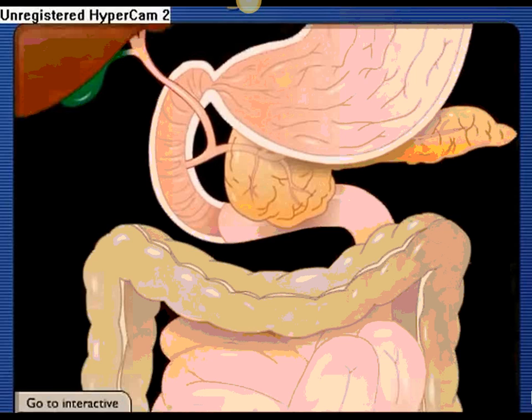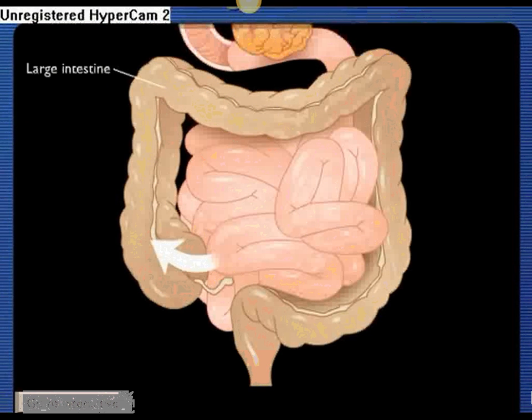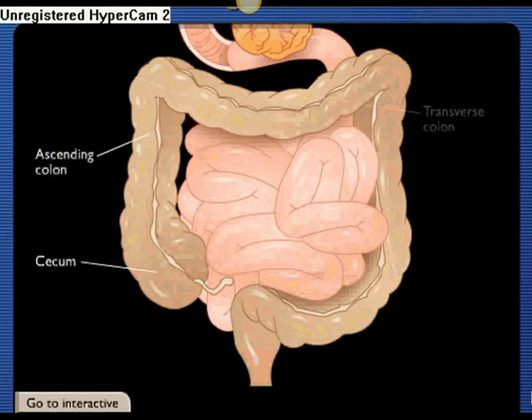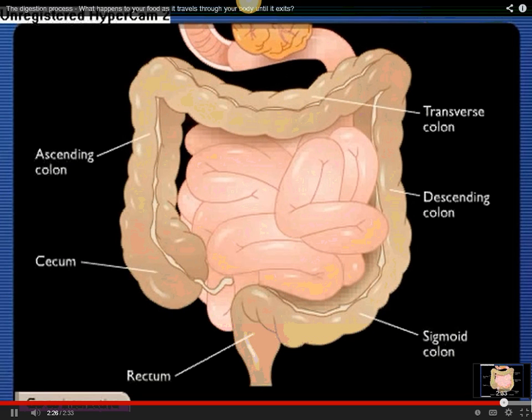Chyme not absorbed in the small intestine enters the large intestine. As it passes through the cecum and descending colon, water and salts are absorbed and chyme is converted into feces. The rectum stores feces until nervous stimulation initiates the defecation reflex, resulting in elimination through the anal canal.